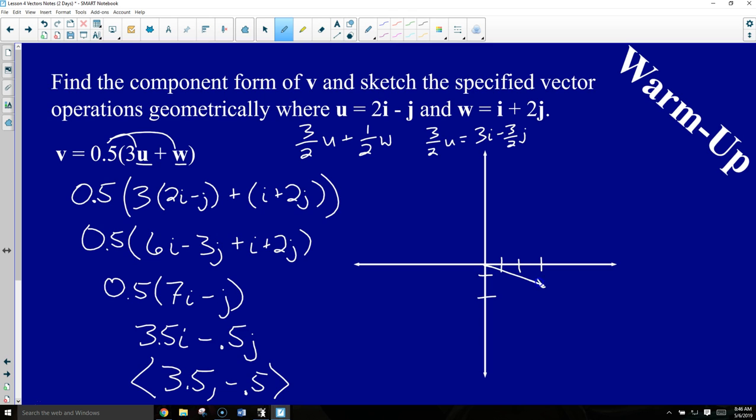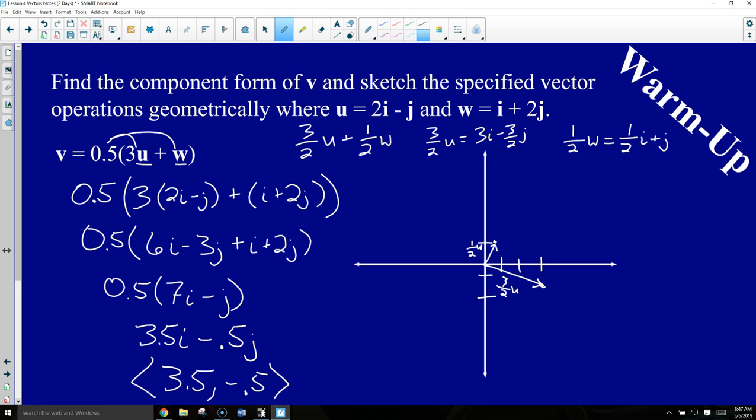So that directed line segment would be 3/2 u. And if I did the same thing, if I took 1/2 times the w, so 1/2 w would be 1/2 i plus j. So it would go here from 0, 0 to 1/2, 1. So that's 1/2 w. So my directed line segment is going to be the addition of those two.